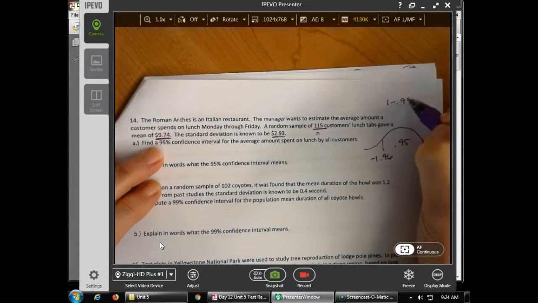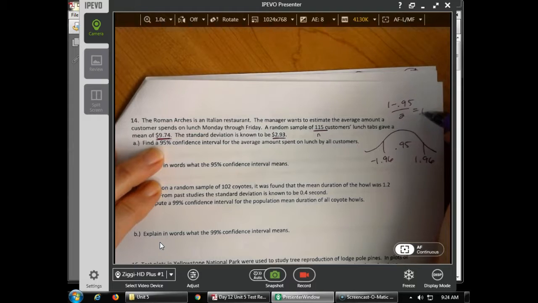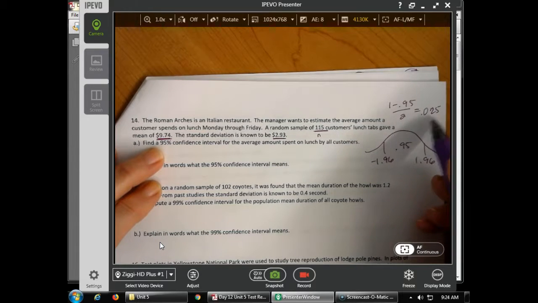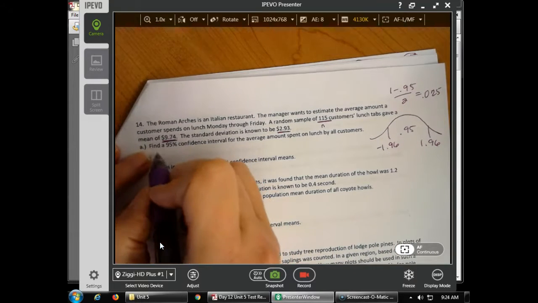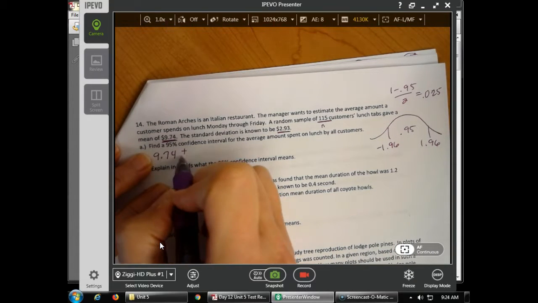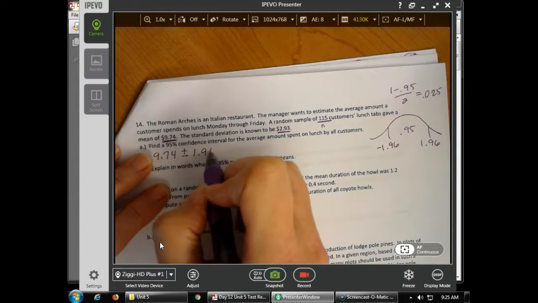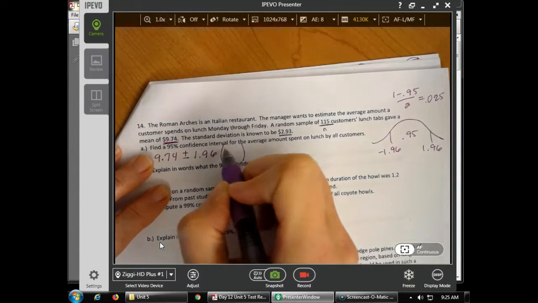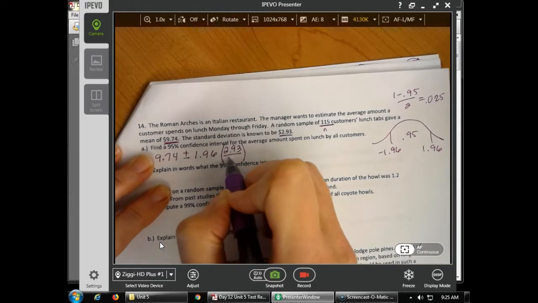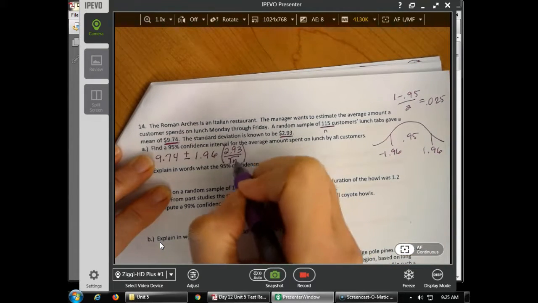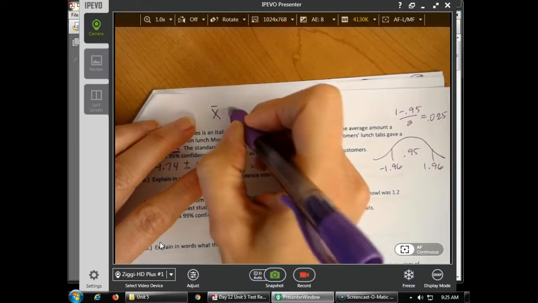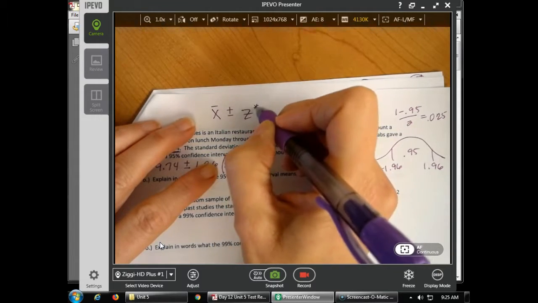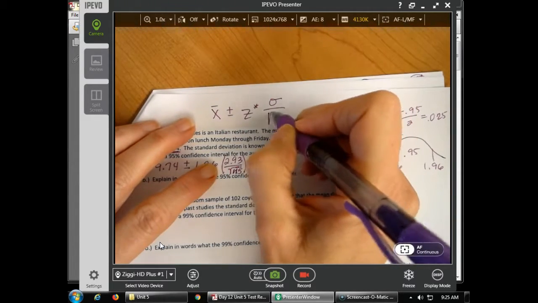You want me to show you how to get it, though? So 0.025 is in each tail. So you'd look that up, and you would get that negative right there. So I'm going to take my mean of 9.74. I'm going to add and subtract 1.96. The standard deviation is 2.93, and divide by the square root of 115. Now I'm going to show you how I'd suggest to do this. Remember, this is x bar plus and minus your critical or z star, like that.